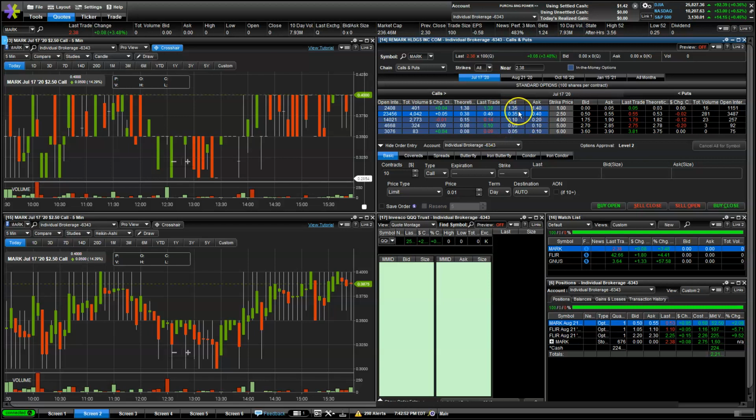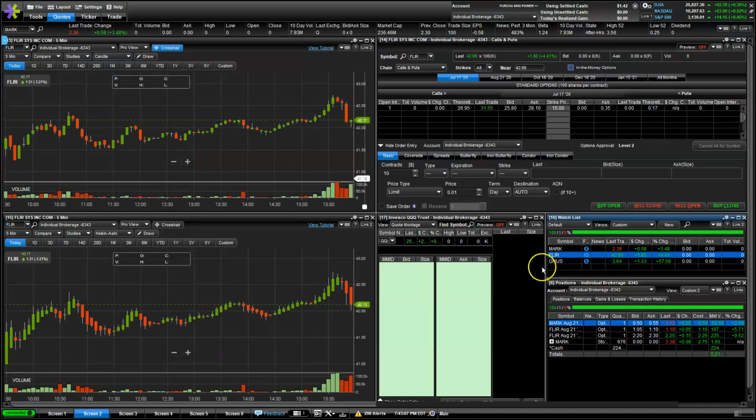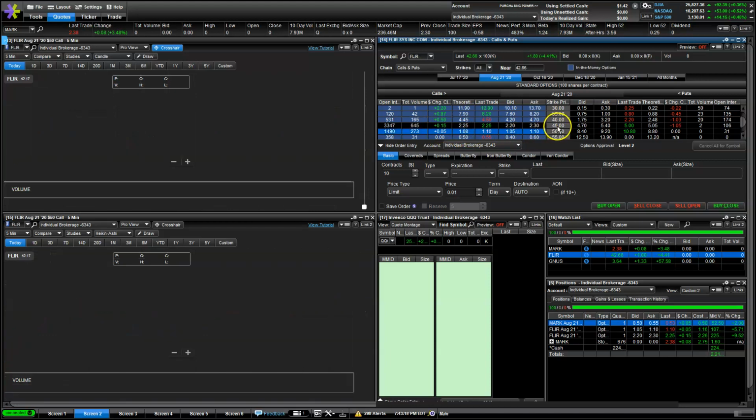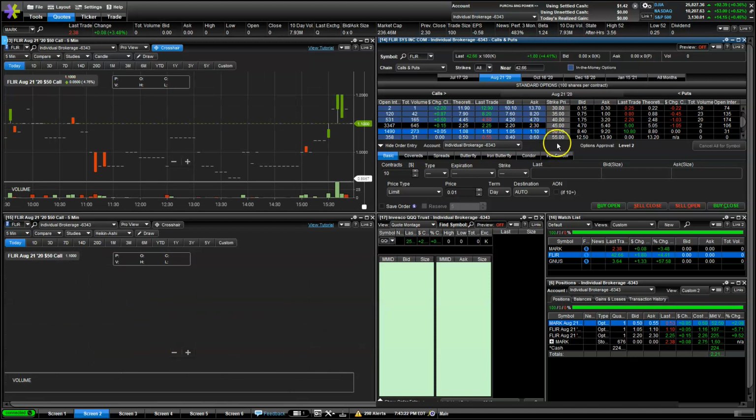And it will become more valuable as it gives people the right to buy it before July 17th, 2020. So my other option calls I have is in FLIR. I have the August 21st just because July 17th is a little too soon. I have a $45 strike and a $50 strike, and if you see that these are blacked out, that's showing you that I have open positions there.